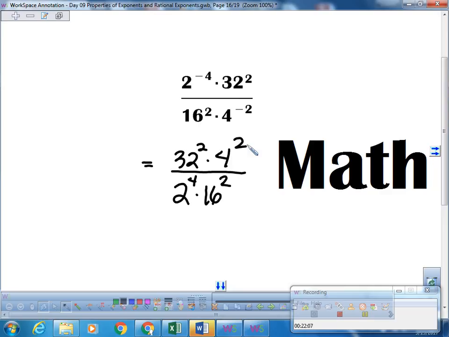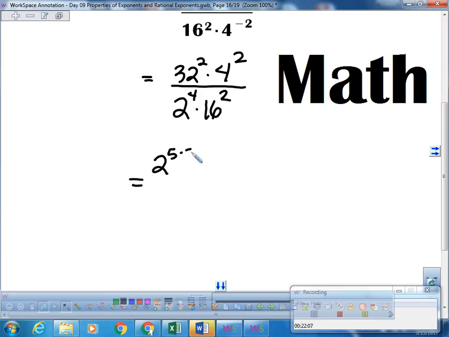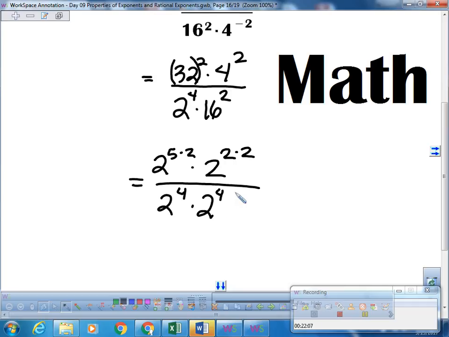All of these have the same base. They all have a base of 2, so wouldn't that make my life a lot easier? So I'm going to change all of the bases to 2. So this is 2 to the 5th, and I have 2 of them, so that's 2 to the 10th. Does everybody see that? This is 2 to the 5th right here, and I have it twice. This is 2 squared, and I have 2 of them. This is 2 to the 4th. 32 is 2 to the 5th. Find the bases. Yes, you'll see why. And this is what? 2 to the 4th, and how many of those do I have? 2. So let me simplify that.